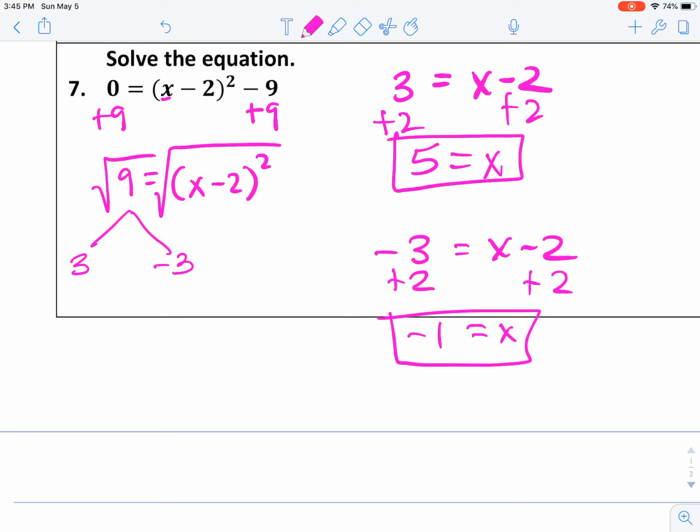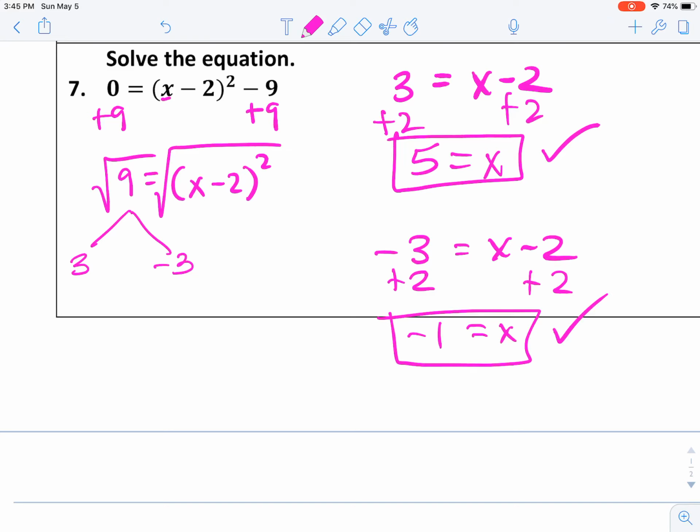I want to plug those in. So 5 minus 2 is 3. 3 squared minus 9 is definitely 0. Negative 1 minus 2 gives us negative 3. Negative 3 squared is 9. Minus 9 is also 0. So both of these work.